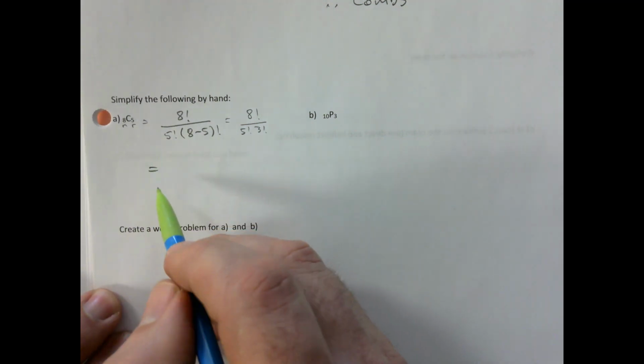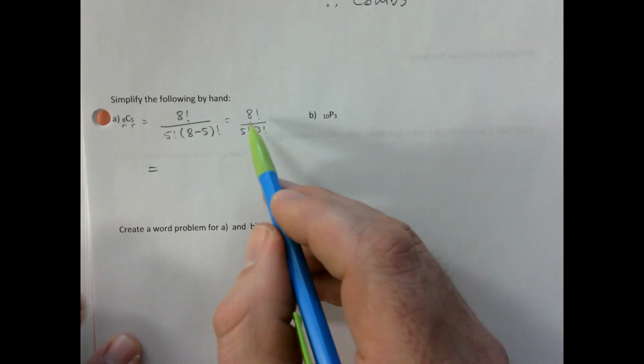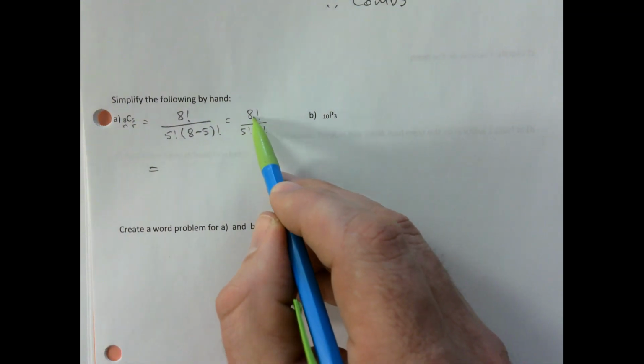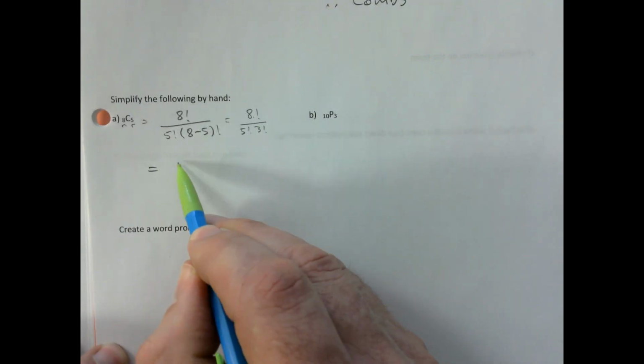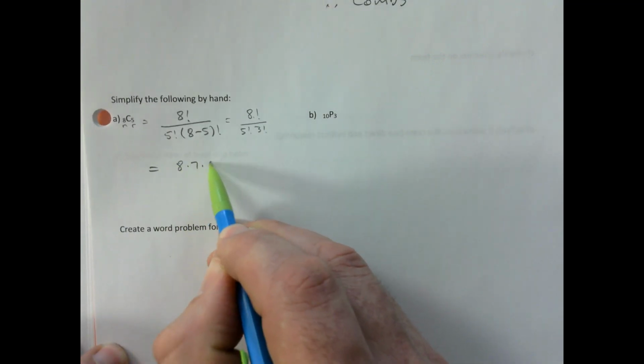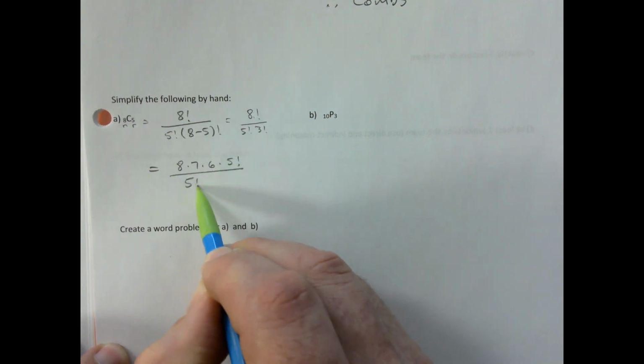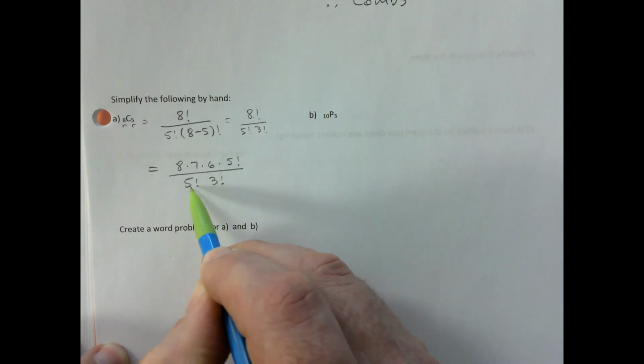Just show me as much work as possible. I want you to expand at least once and cancel something out. 8 is the greatest of all of them. So watch what I'm going to do. I'm going to go 8, 7, 6, 5. I stop, because that's going to meet the 5 factorial down here.